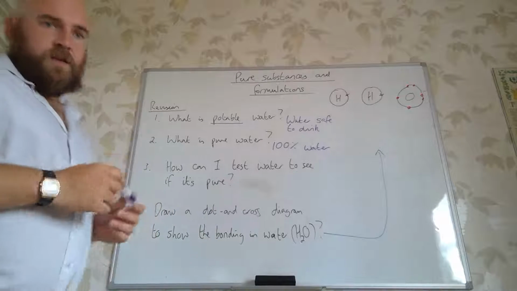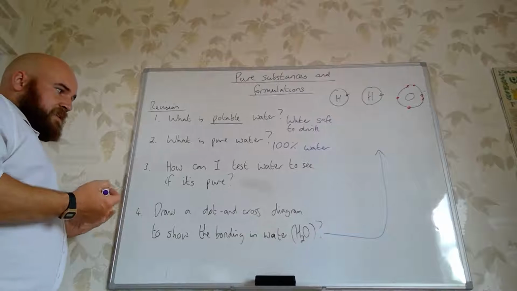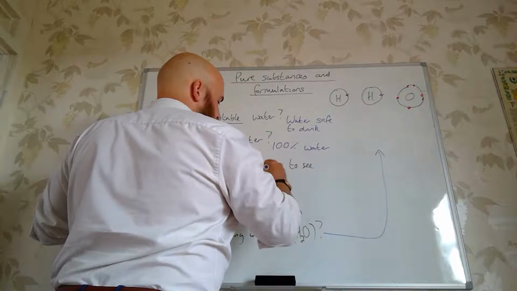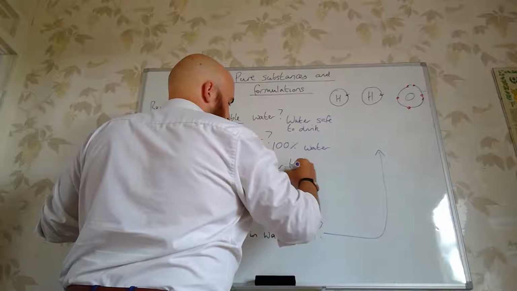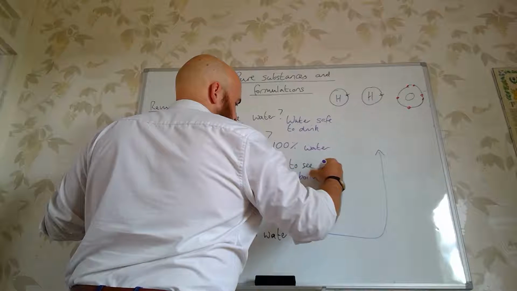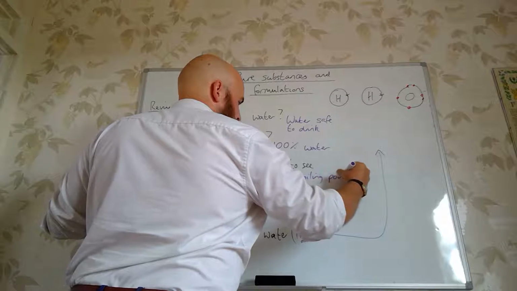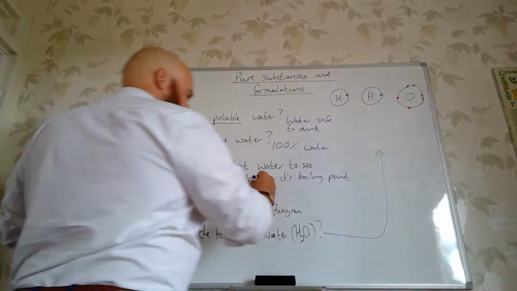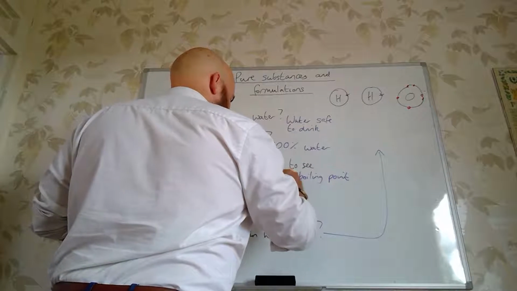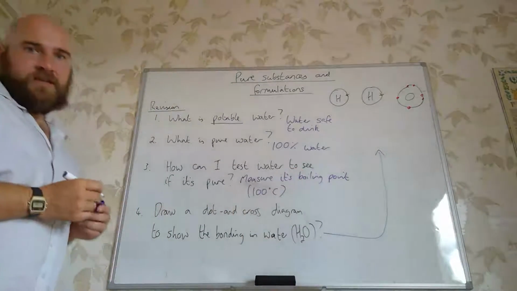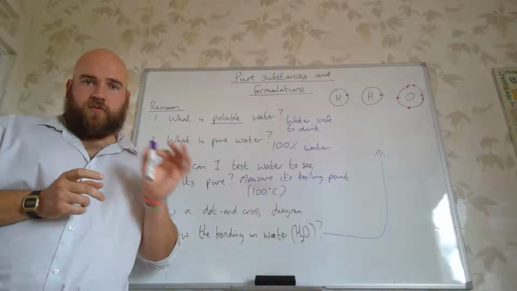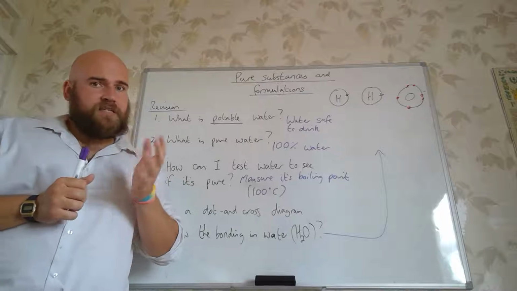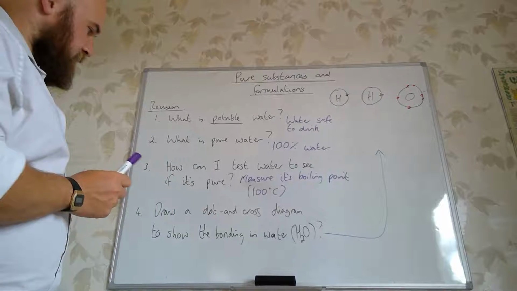No. Well, the correct answer, all right, to test water to see if it's pure, is to measure its boiling point. And if it is pure, it will have a fixed boiling point. It will boil at 100 degrees Celsius. If it's pure water, it will boil at 100 degrees Celsius. If it's impure, it will boil at a slightly different temperature, which we'll come on to later on.